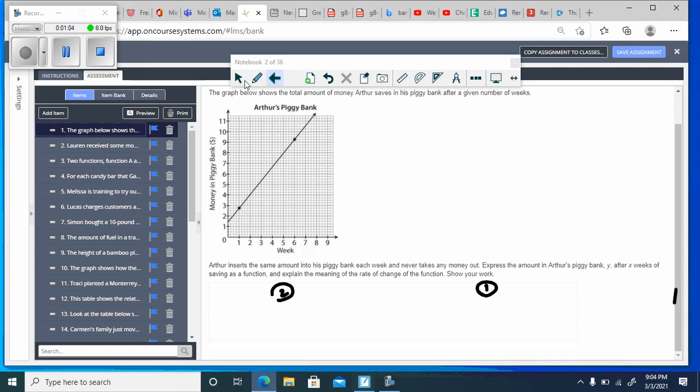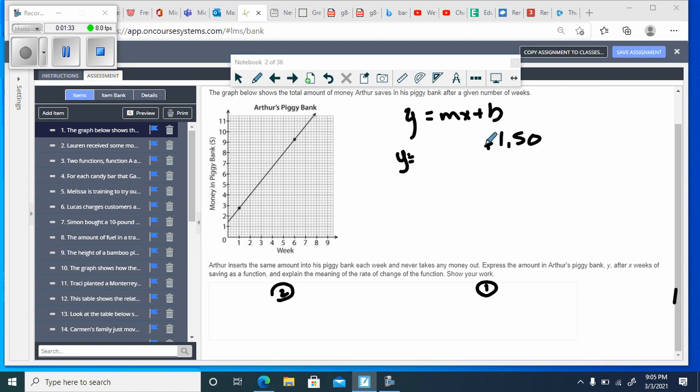Okay, first off, y is equal to mx plus b. It's a linear equation, so it's y is equal to mx plus b. Our b, where it starts, we've got to see where it starts. That looks like it starts at halfway between 1 and 2, so that's 1.5. It's $1.50.